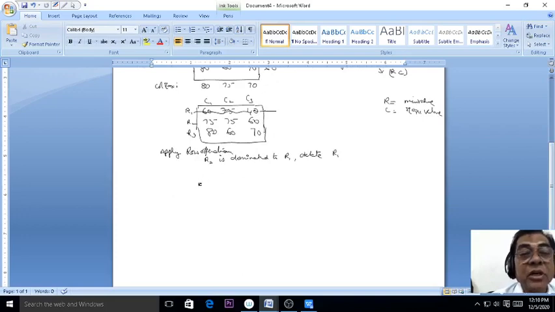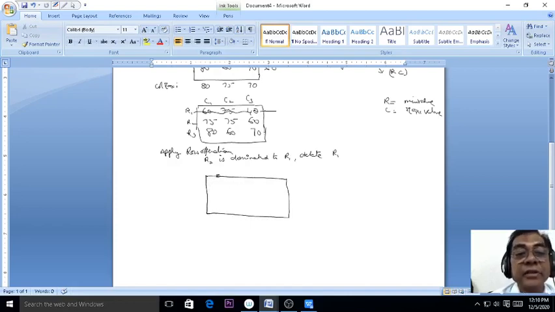Next go to the column operation. So what is the remaining element? 75, 60, 80, 60, 70. This is after the row operation. Next go to the column operation. So what are the elements here? R2, R3, C1, C2, C3.